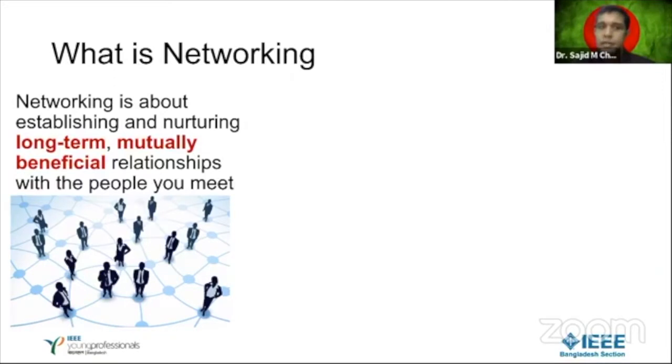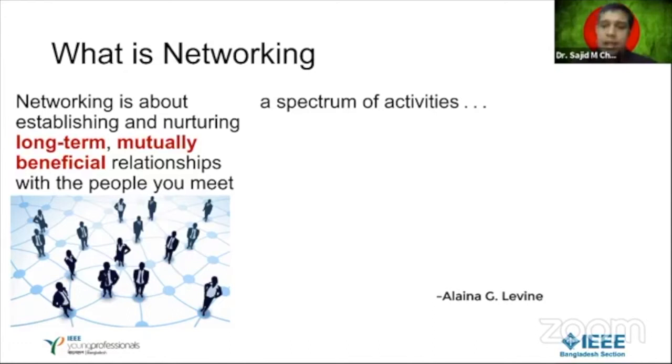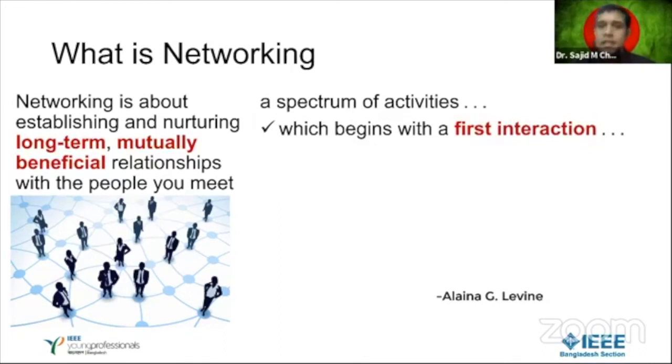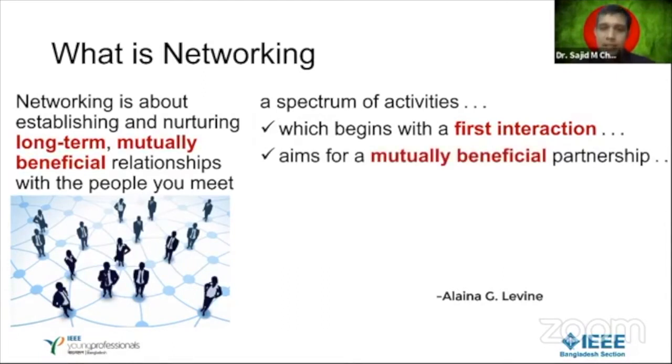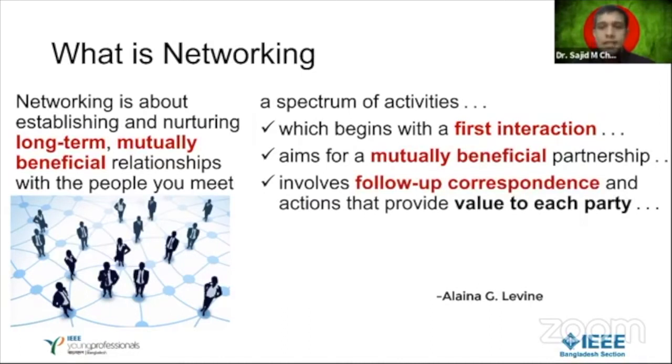meet. So there are two key words here. Firstly, it's a long-term thing. And secondly, it's a mutually beneficial relationship. So Lady Elena G. Levine had a definition for this. Networking is a spectrum of activities which begins with a first interaction, aims for a mutually beneficial partnership, involves the follow-up correspondence and actions that provide value to each party, and continues lifelong. So these are the steps of networking. You have a first interaction, then the aim would be to get a mutually beneficial partnership, and it has to have a follow-up to continue the effective network.